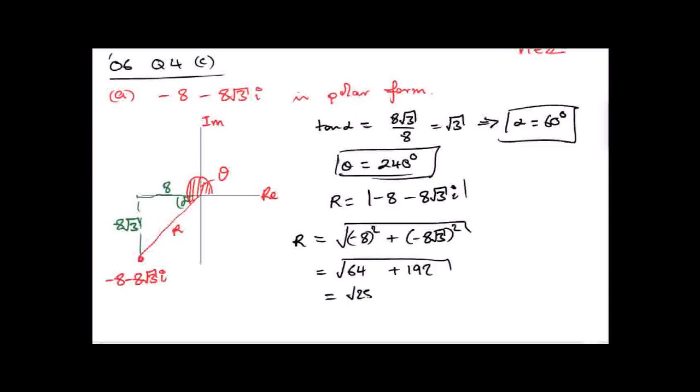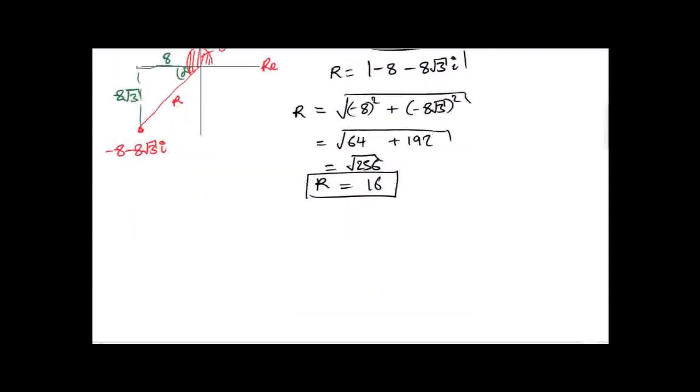Which is root 256. That's grand, or 16. Okay, so R is 16. Everybody happy? Now, part 2. I'm going to leave it up to you to tell me whether or not I need to worry about this 360n business. Okay? So, part 2.